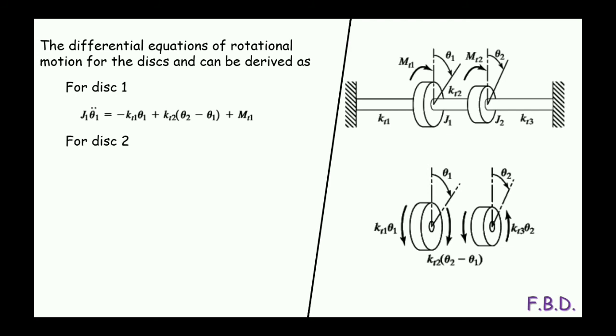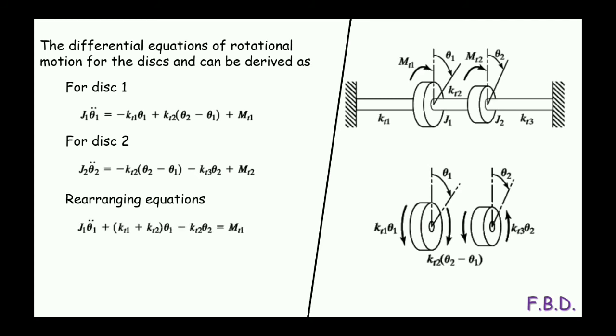The second differential equation, for disc 2, will be very similar to disc 1 in the same format: J2 theta 2 double dot is equal to minus KT2 (theta 2 minus theta 1) minus KT3 theta 2 plus MT2. Here again MT2 represents the external applied torque. If I rearrange these two equations, taking MT1 to the other side of the equal sign, the equations will be written like this.